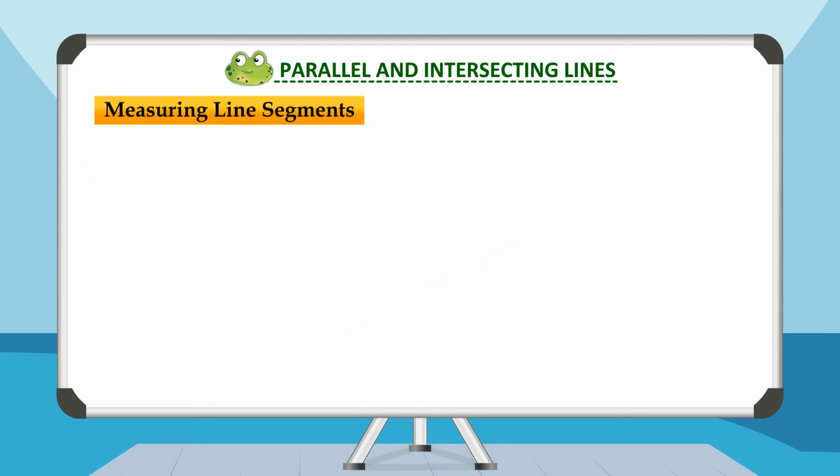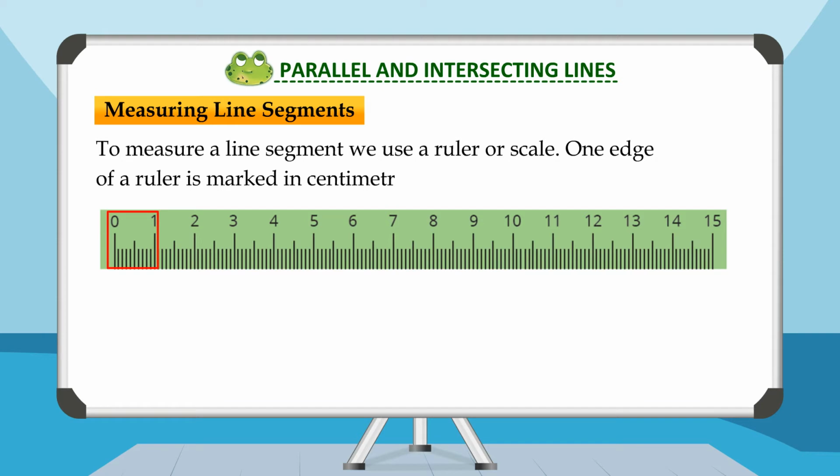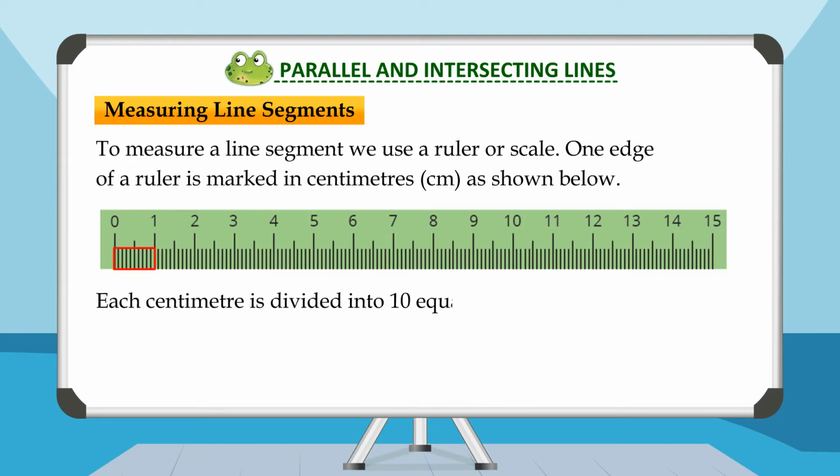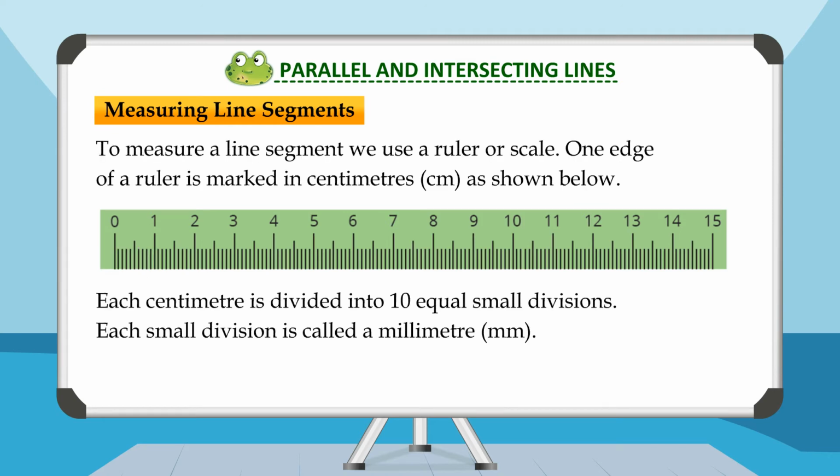Measuring line segments. To measure a line segment, we use a ruler or scale. One edge of a ruler is marked in centimeters, cm, as shown below. Each centimeter is divided into 10 equal small divisions. Each small division is called a millimeter, mm. Thus, 1 centimeter is equal to 10 millimeters.